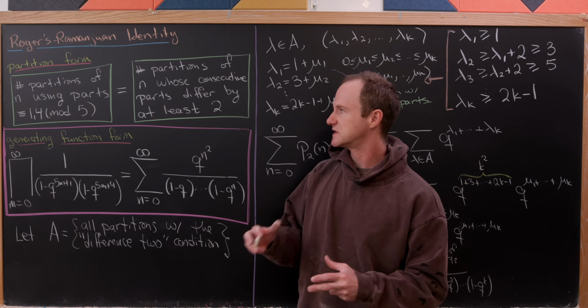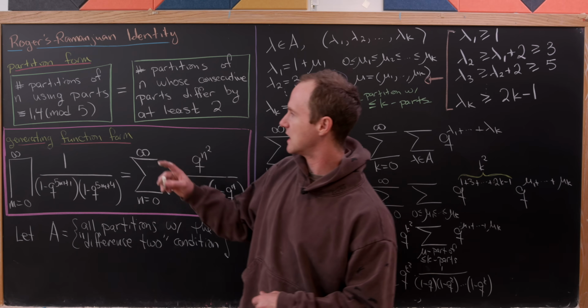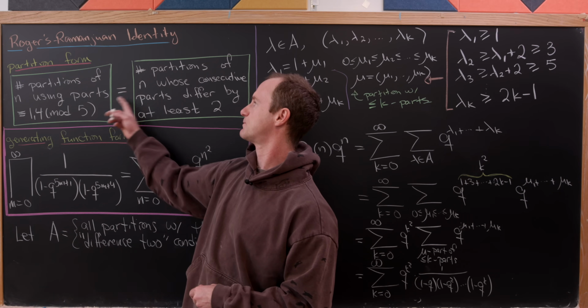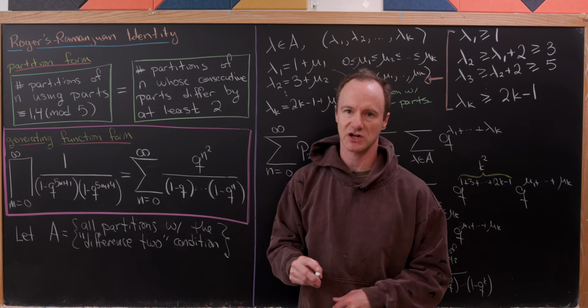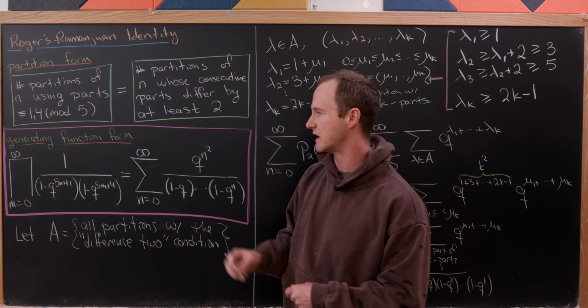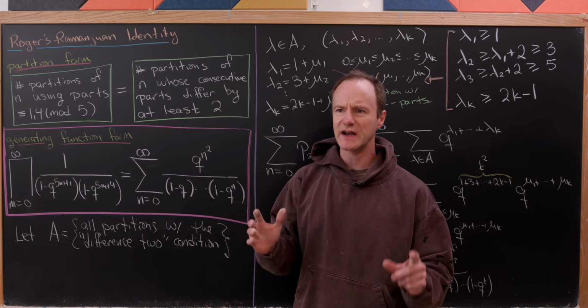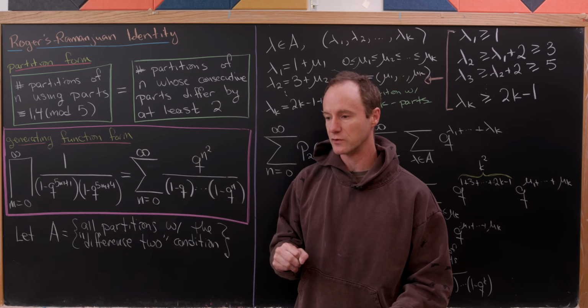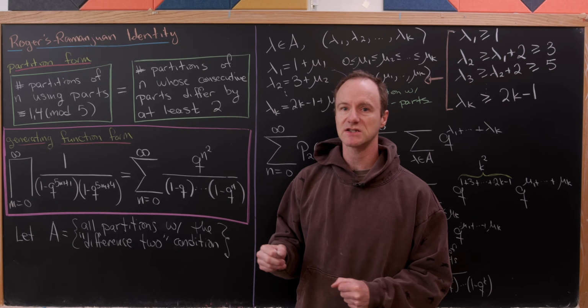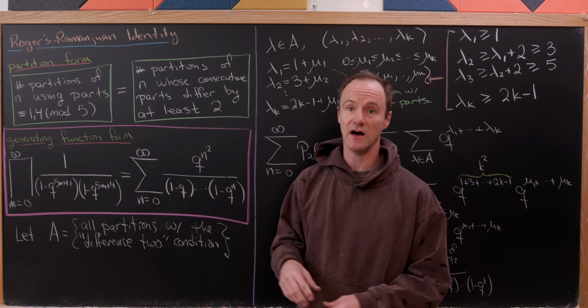Okay, so that's good. So now I think we've motivated why this partition form of the Rogers-Ramanujan identity is equivalent to this generating function form of the Rogers-Ramanujan identity. And now we're almost ready to jump into the meat of the proof. But before we do that, I'd like to go over some of the history of this identity.